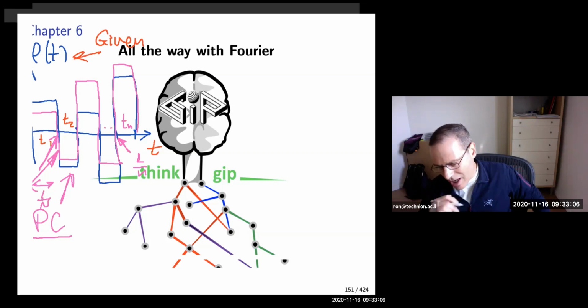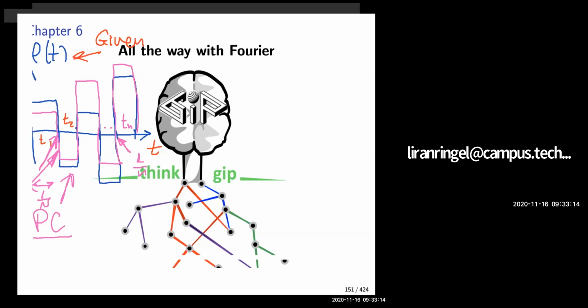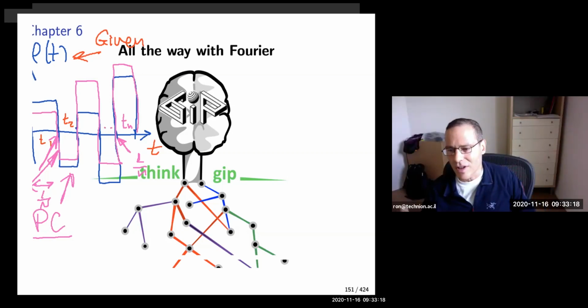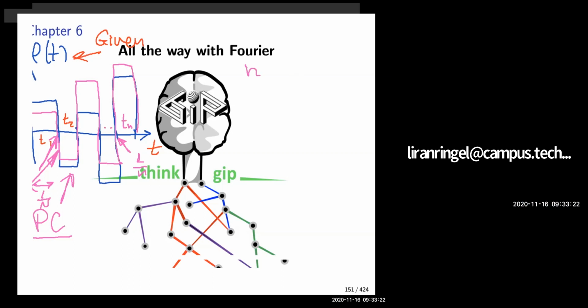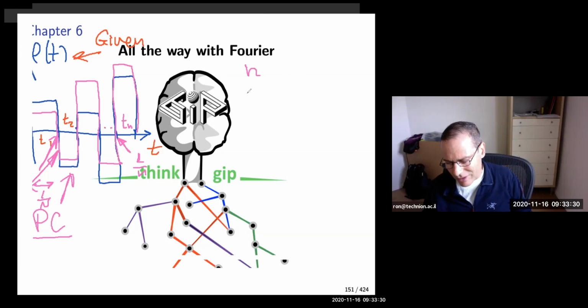And the question is, how many numbers do I need in order to represent such a function? Anyone has any idea? N. So who was that? Liran. So Liran is suggesting n. Why? Because you need n coefficients, one for each area. Yeah, so what Liran is saying is that for each and every interval like that, a single number is enough.